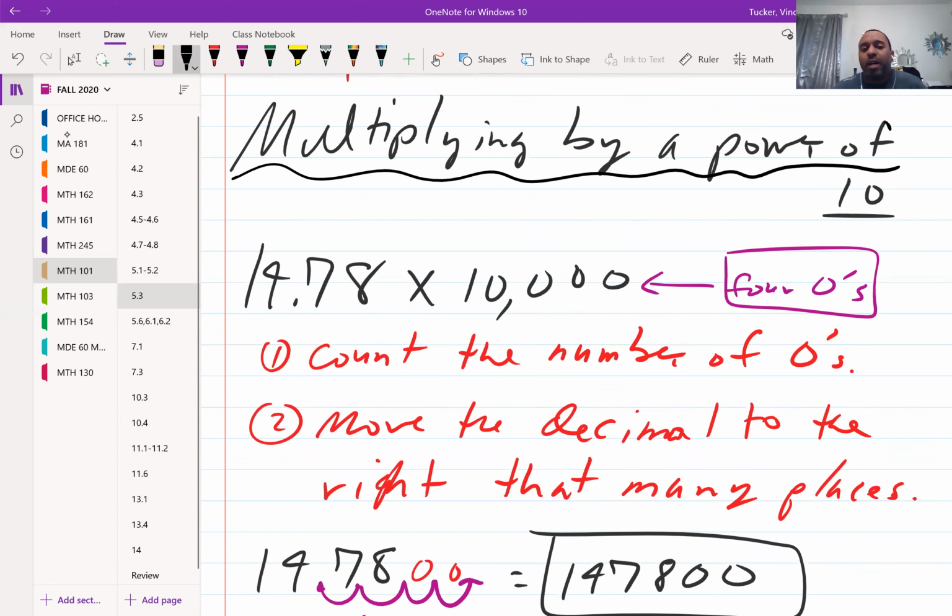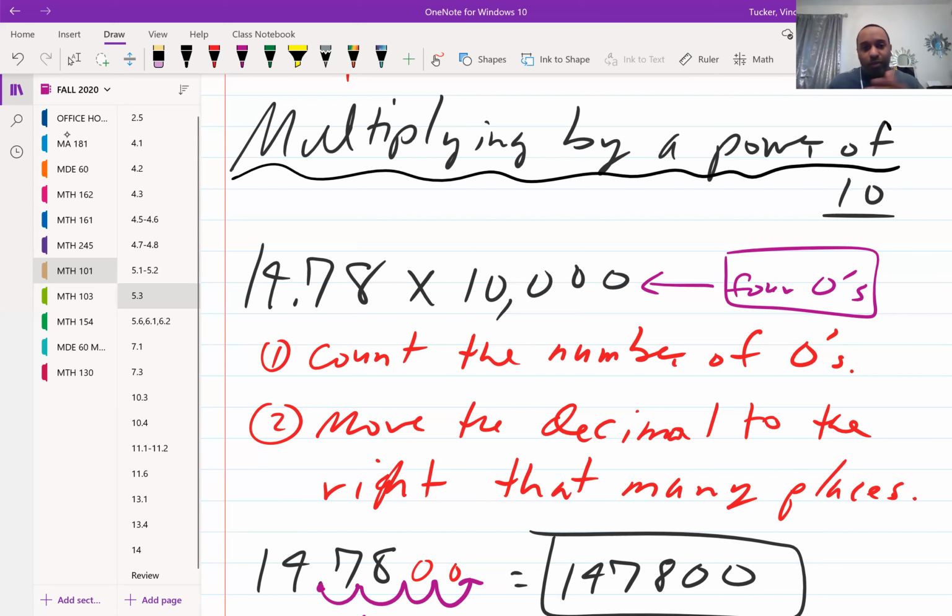So first thing you would do is count the number of zeros and then move the decimal to the right that many places. So if you multiply something by 10,000, of course, the number that you have as a result should be greater. If you were to move the decimal to the left, you would end up having a smaller answer. Remember initially we have 14.78. If I'm multiplying it times 10,000, then I should have a greater number.